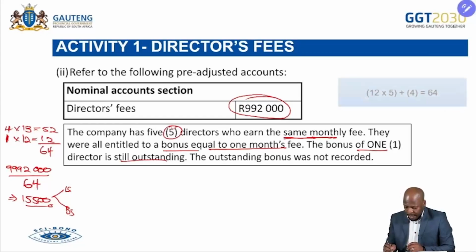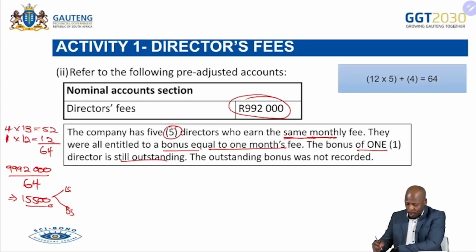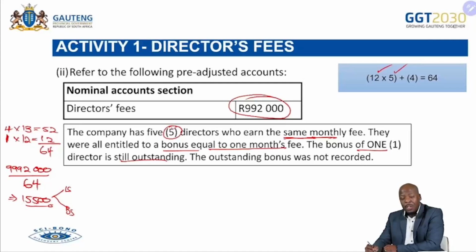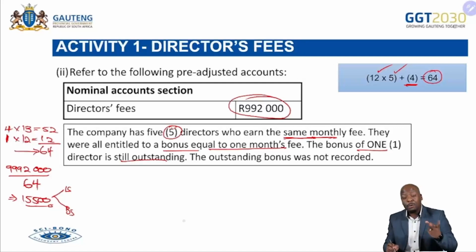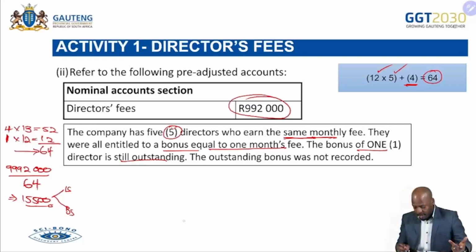Let's see if I can give you another way. The other way is to say, for 12 months, we have paid 5 guys because all 5 of them have received for the 12 months. So 12 months by 5, and then remember, only 4 have received the bonus. So it's 12 by 5, which is going to give you 60. Then you add the bonus for the 4 other directors. That gives you 64, the same as the 64 here. So 2 ways of doing the same thing.